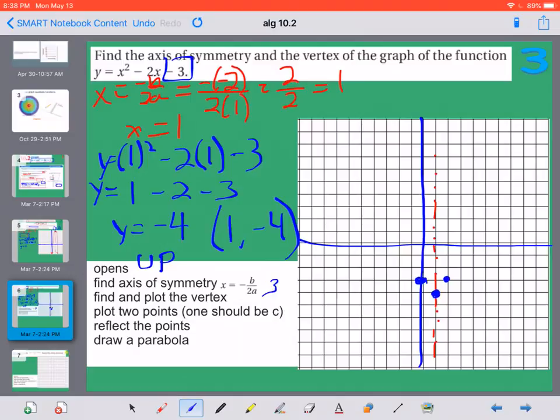Find and plot the vertex, we did that. Plot 2 points, one should be C, we did that. Reflect the points and then draw a parabola. So I can draw my parabola going up like this.